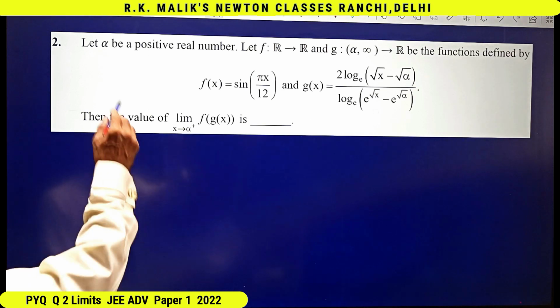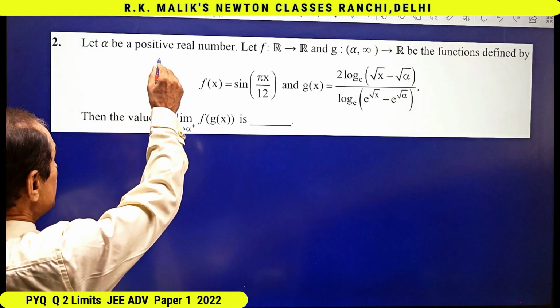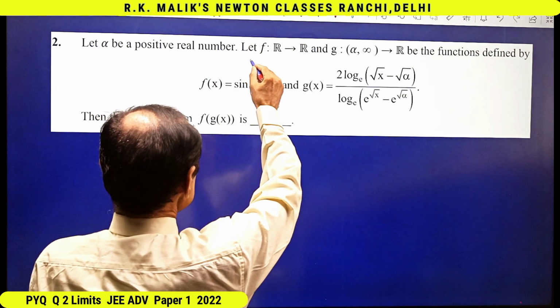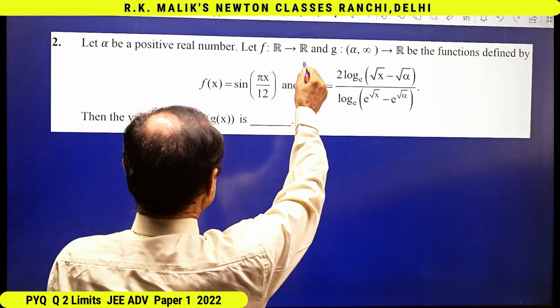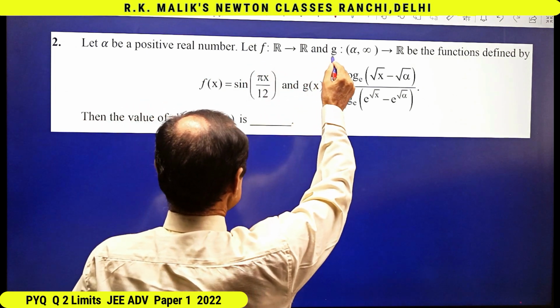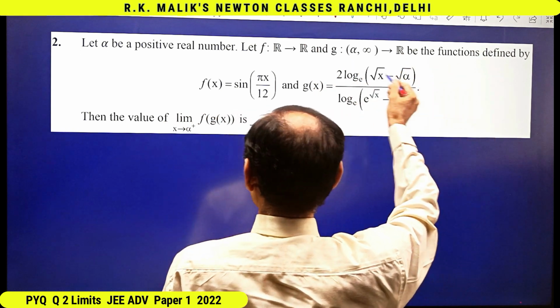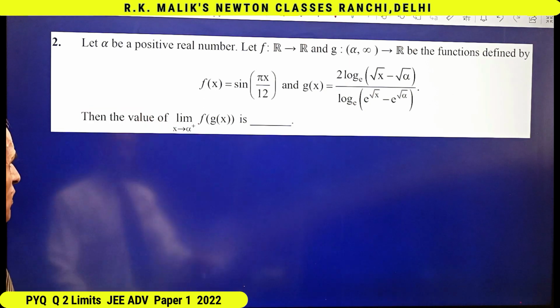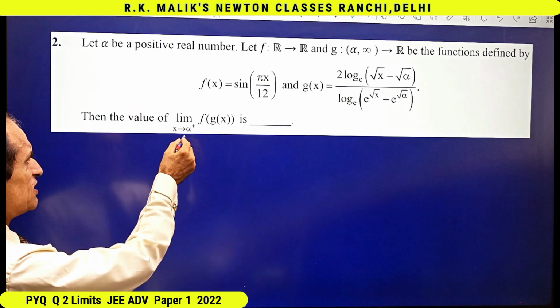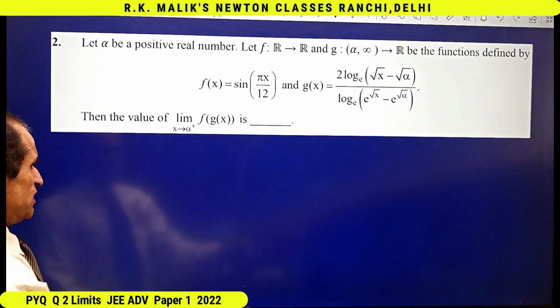In this question, it is given that let alpha be a positive real number such that f takes R to R and g takes the interval (alpha, infinity) to R be the functions defined by these. Then the value of limit x tends to alpha plus f of g(x) is?